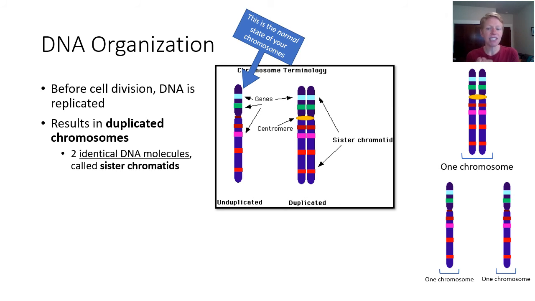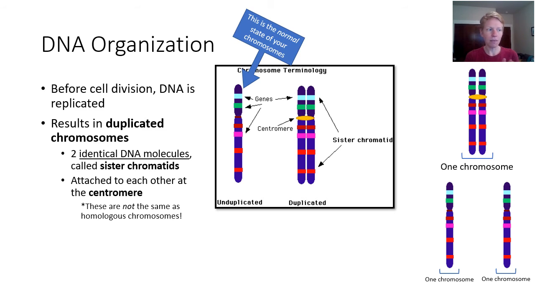Again, sister chromatids are identical to one another. They make up a single duplicated chromosome when they're held together with that centromere. So over there on the right, you can see I said one chromosome because it's held together by that centromere. They're attached to each other at the centromere. These are not the same as homologous chromosomes. Homologous chromosomes are not identical and they're not held together by a centromere.